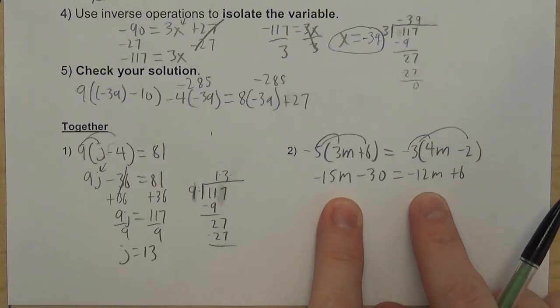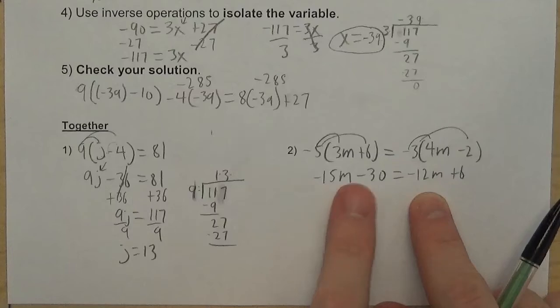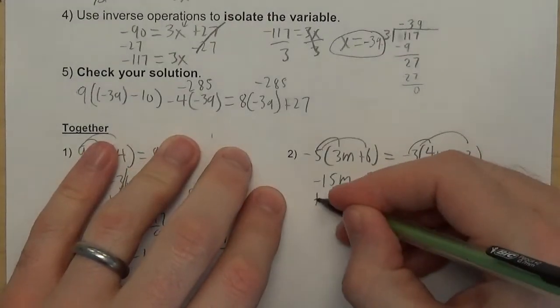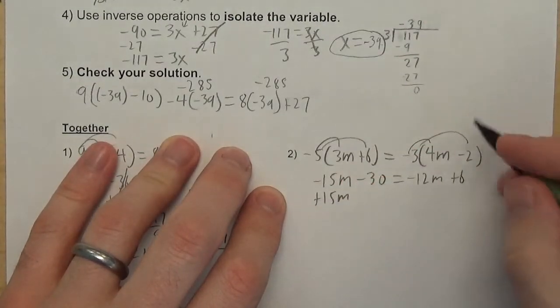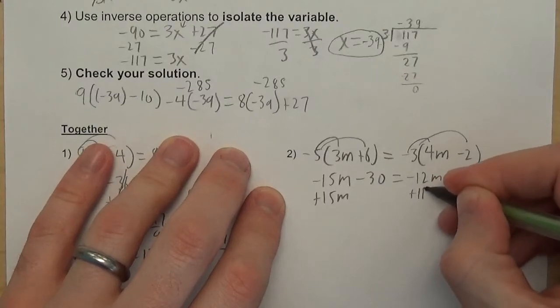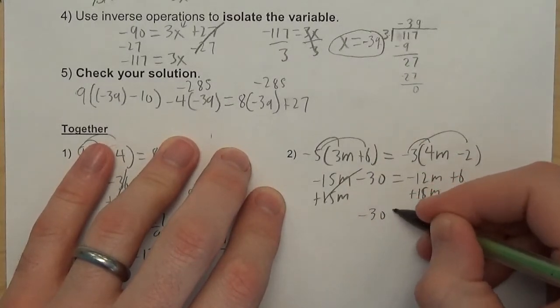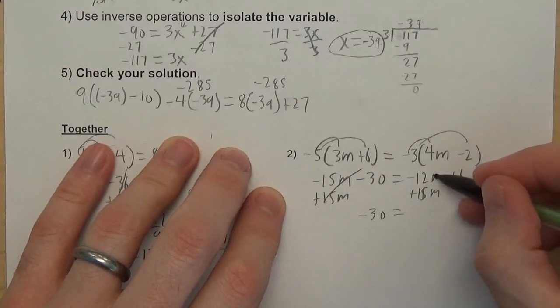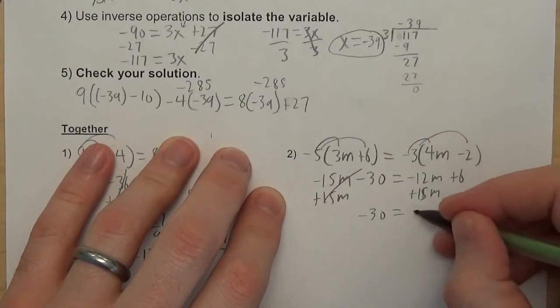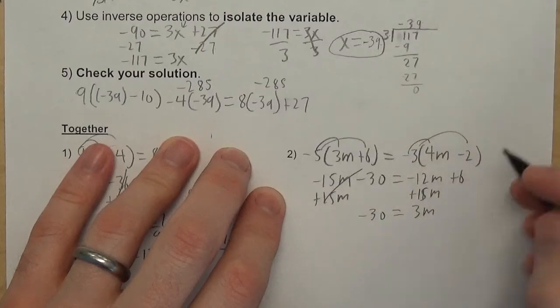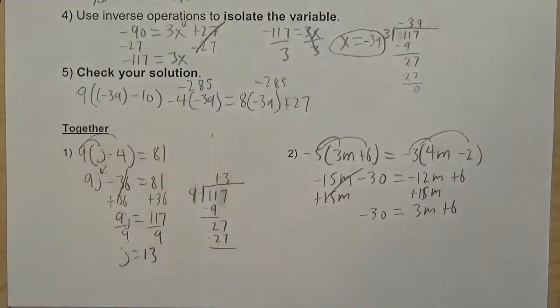If we're looking to get rid of the one that is less, technically negative 15 is less, because the larger the negative, the less it's worth. So we're going to add 15m to both sides. Cancels out, gives us negative 30 equals negative 12 plus 15. We've got 3 more positives and negatives, plus 6.